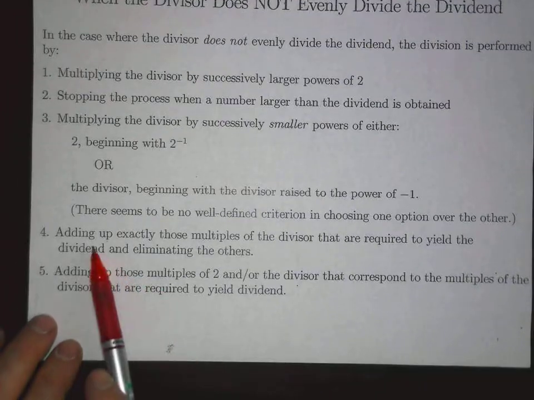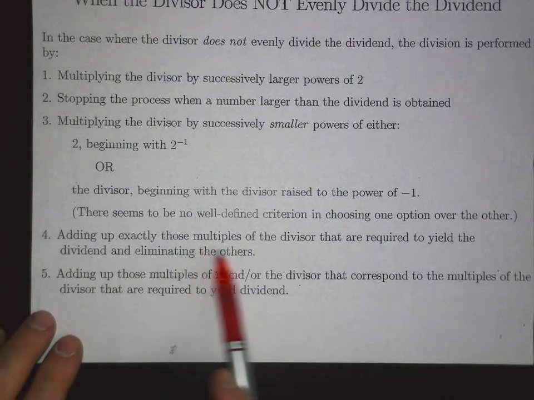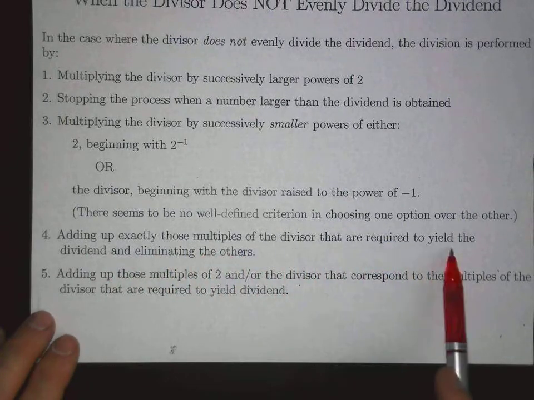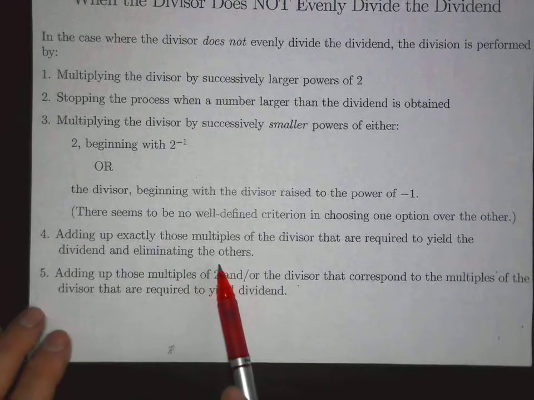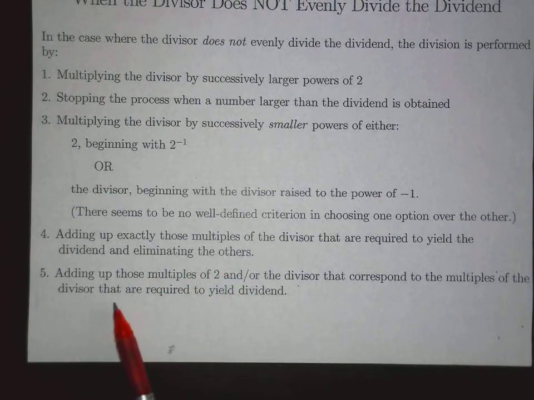The next step, we add up exactly those multiples of the divisor that are required to yield the dividend and eliminate all others. Well, that's what we did before. And then finally we add up the multiples of 2 or the divisor that correspond to the multiples of the divisor that are required to yield the dividend. Well, I said a mouthful there. Let's do an example.